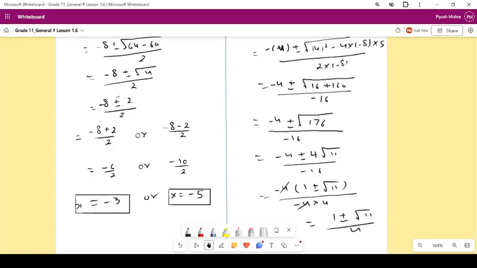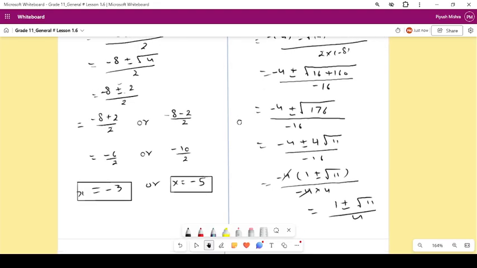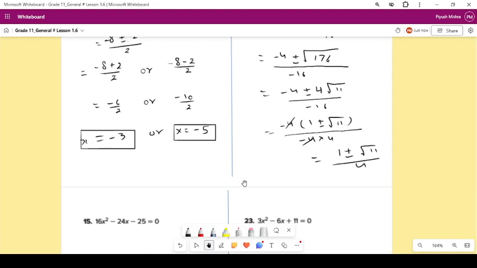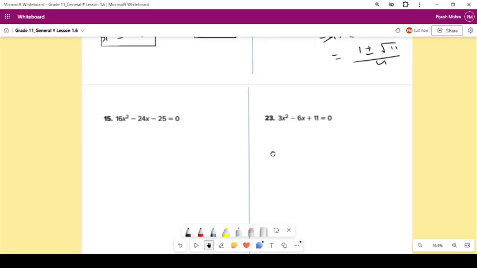I hope you all have understood. From the next question, I am not going to solve each and everything. I will be using only the formula. I will substitute and you will be solving. I will be writing the answer only.